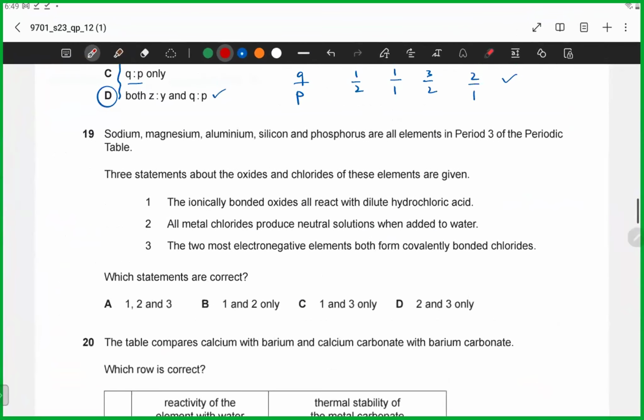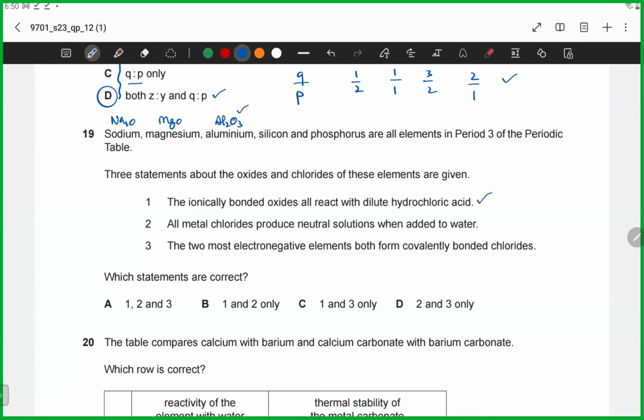अच्छा, sodium, magnesium, aluminium, silicon, and phosphorus are all elements in period 3 of the periodic table. 3 statements about the oxides and chlorides of these elements are given. Oxides, और फिर से वही oxides, chlorides. The ionically bonded oxides all react with dilute HCl. हाँ, वो ठीक है क्योंकि sodium oxide is ionically bonded. Magnesium oxide or aluminium oxide, ठीक है? They all react. याद रखना, aluminium oxide is amphoteric, right?